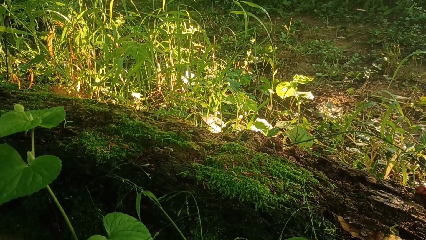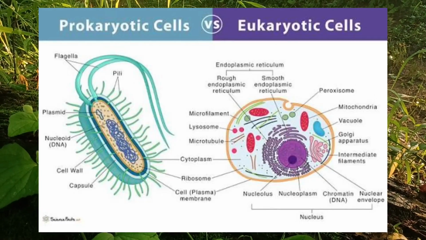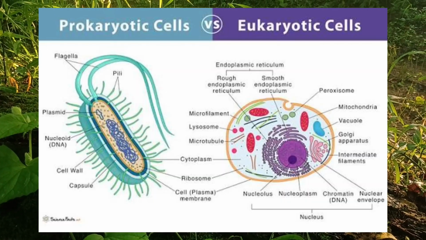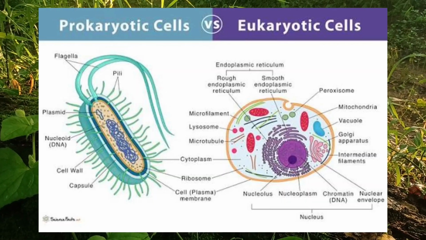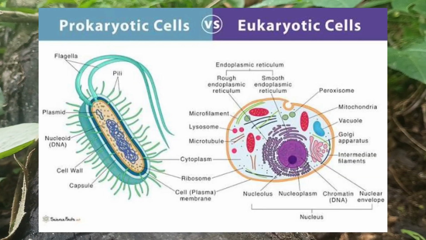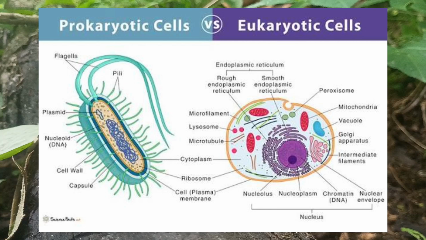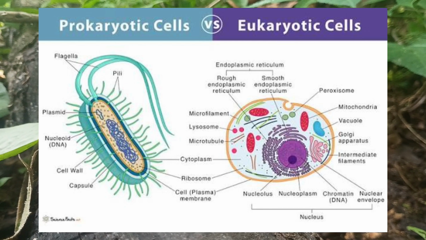And there are two different kinds of cells: prokaryotic and eukaryotic. Prokaryotic cells, like bacteria for example, are cells that lack membrane-bound organelles. Their DNA is not enclosed in a nucleus, and their internal structures are less organized, whereas eukaryotic cells, like plant and animal cells, contain membrane-bound organelles and their DNA is enclosed inside a nucleus.